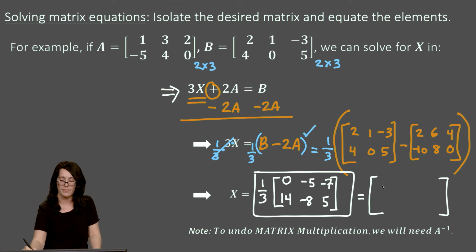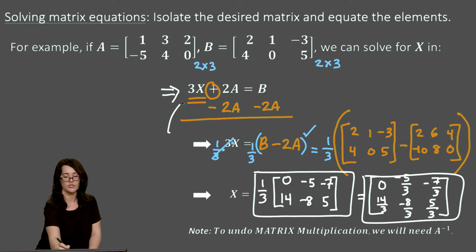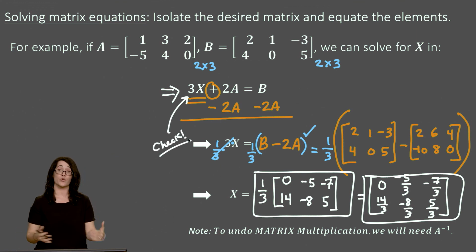So this would become 1/3 times every entry, or 0, -5/3, -7/3, 14/3, -8/3, and 5/3. So this would be the matrix X, which would make the original equation true on both sides. Meaning that if I were to go back to the original here to check my work, you could do that by hand or using technology.